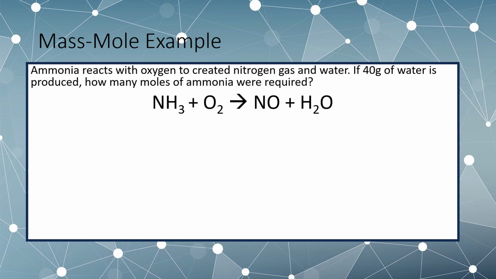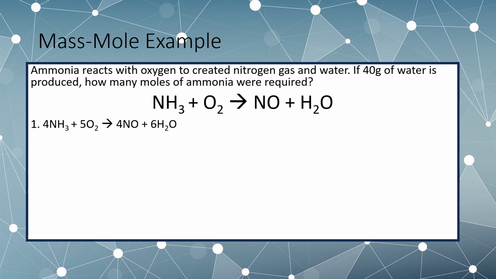So it's NH3 plus O2 gives NO plus H2O. Balancing out that equation, again, I'm not going to go through it step by step, but then we'll have 4NH3 plus 5O2 gives 4NO plus 6H2O. Now, step 2, we need to find the moles of our known substance. In this case, we're told that 40 grams of water is produced.